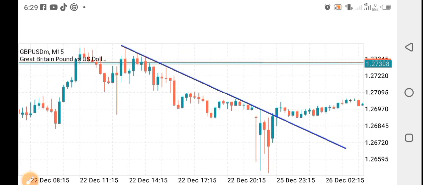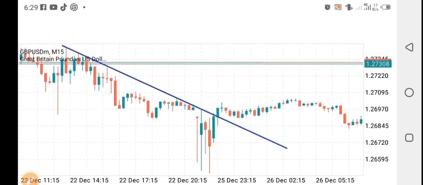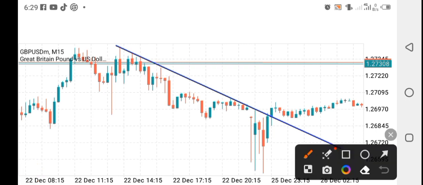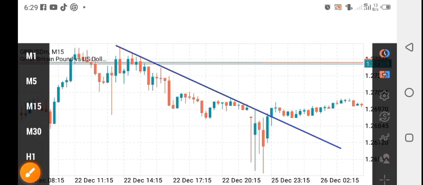I think I have another example here. Is this a good example? Okay, let's see. So what do we have here? How many touches do we have? We have so many wicks here. Let's say this first touch, this second touch, and we have a third touch around here. Okay, so I'll get my horizontal line.